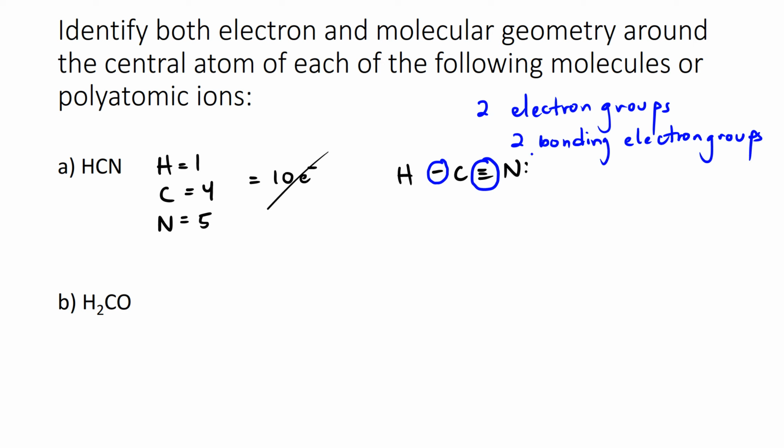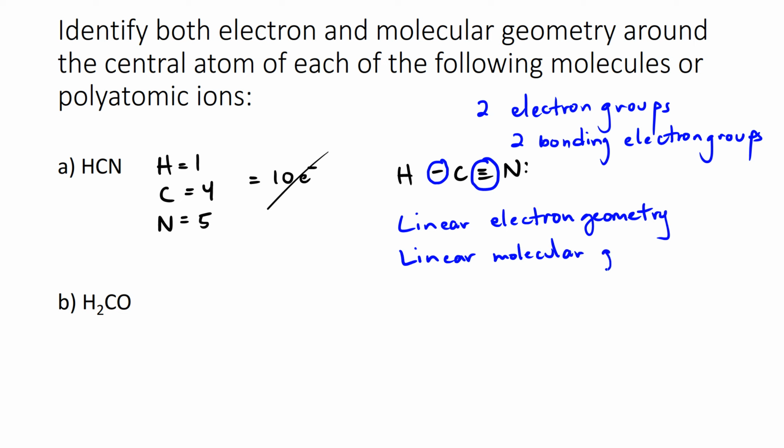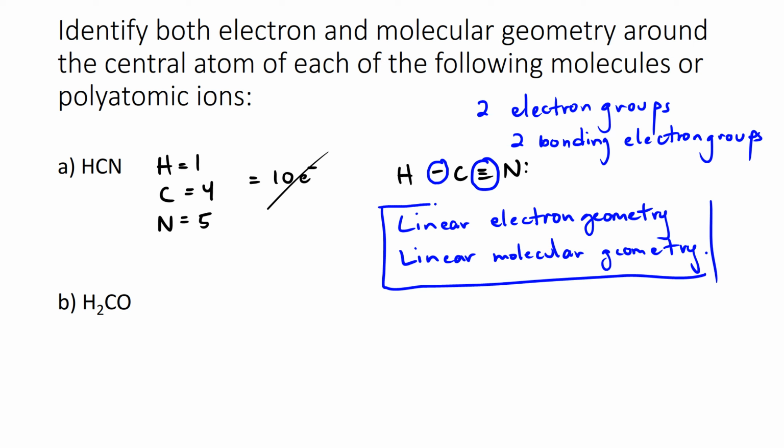But because there are 2 electron groups and they're both bonding electron groups, it's going to have a linear electron geometry and a linear molecular geometry as well. And that's part A. Next we'll look at part B.